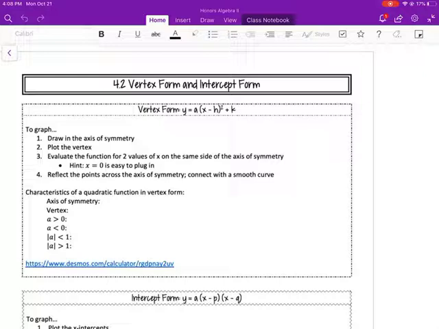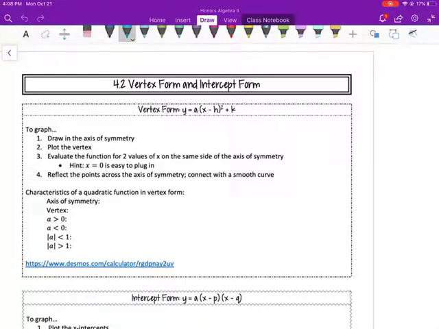So we're going to talk about vertex form and intercept form today in class. Vertex form is awesome. It already gives you the vertex. You don't have to show very much. It really is the best form there is for quadratics. Intercept form is also very handy if you need to have the zeros. So we're going to go over what each of those look like.